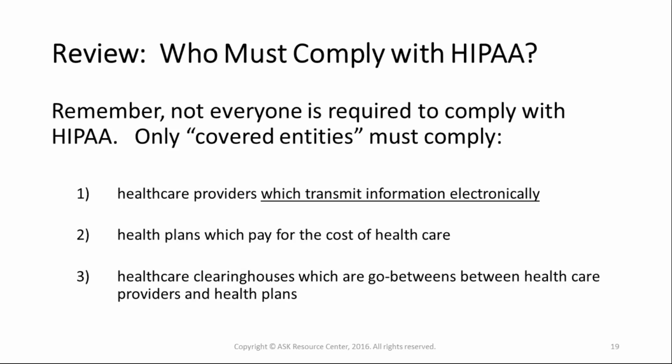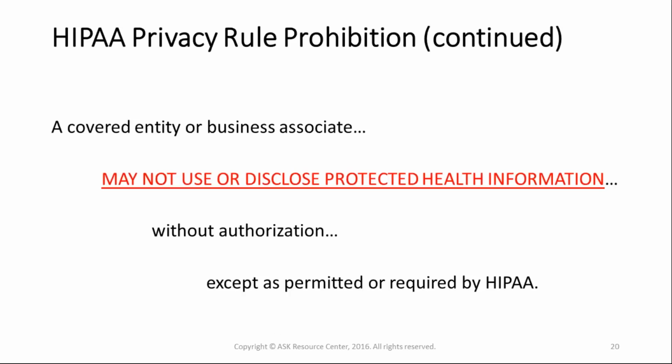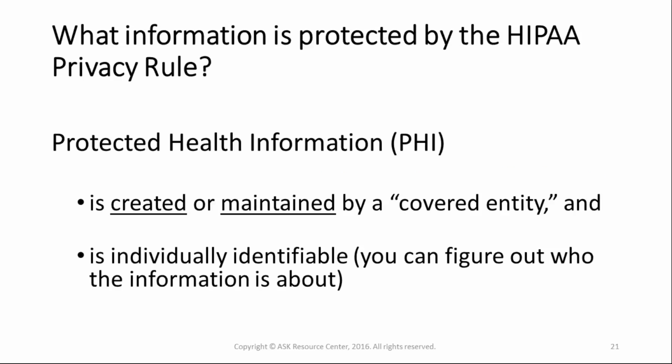Okay, I'm going to move on now to the second part of the privacy rule, since I've already covered a covered entity or business associate. This is the prohibition. They may not use or disclose protected health information. So, what does that mean? Protected health information, the abbreviation is PHI, you may have heard that thrown around, is created or maintained by a covered entity and is individually identifiable, which means you can figure out who the information is about through initials, names, addresses, and other information.